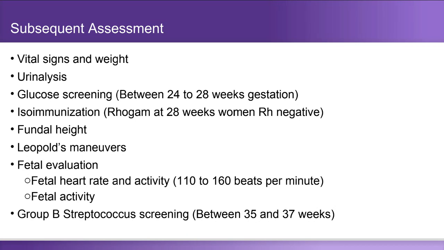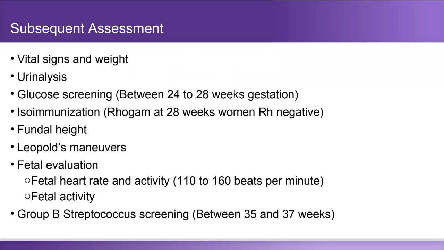Because it's normal flora, we don't treat it until the woman's actually in labor. And when she's in labor, we're going to be giving her antibiotics. The gold standard's penicillin if they don't have an allergy. And we're going to give her antibiotics throughout labor to prevent the baby getting group B strep.